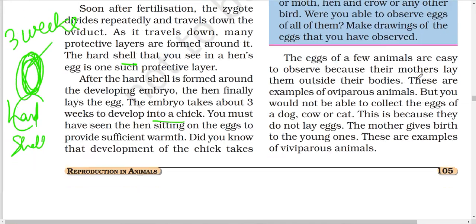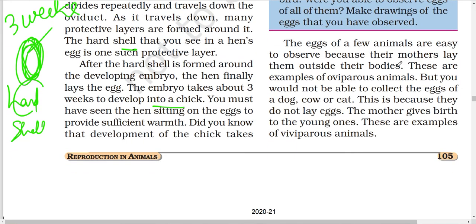viviparous. Now, the eggs of a few animals are easy to observe because their mothers lay them outside their bodies. These are examples of oviparous animals, but you will not be able to collect the eggs of a dog, cow, or cat. This is because they do not lay eggs. The mother gives birth to the young ones, and these are examples of viviparous. I hope that till this it is clear.